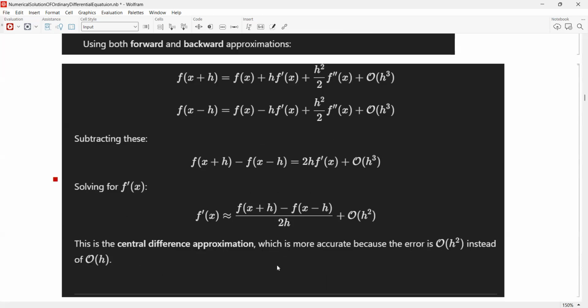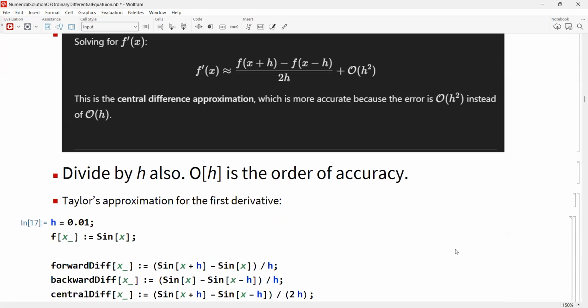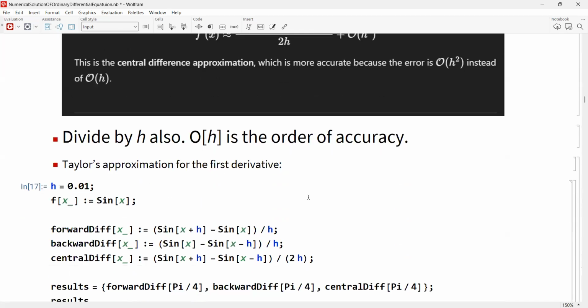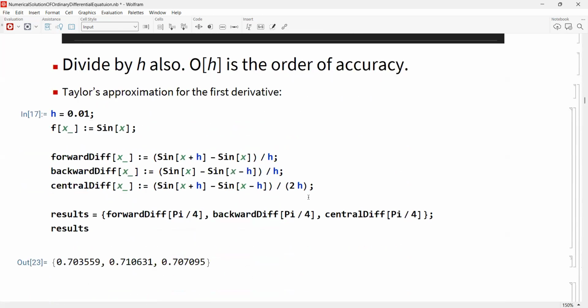Okay, so this is the central difference approximation, which is more accurate because the error is h squared instead of O(h). So divide by h also, we have the order of approximation of h. O(h) is the order of accuracy. Okay. So Taylor's approximation for the first derivative here. So we have the forward difference here and we have the backward difference here.